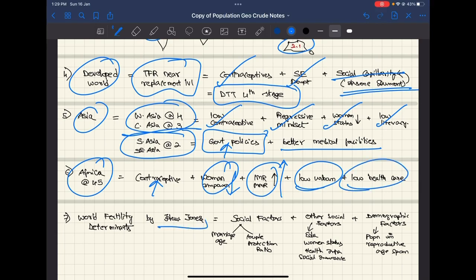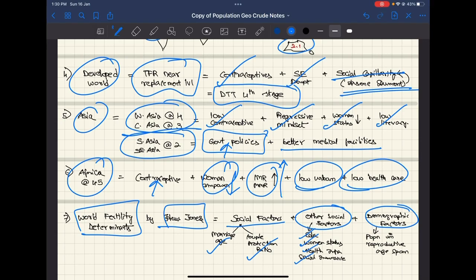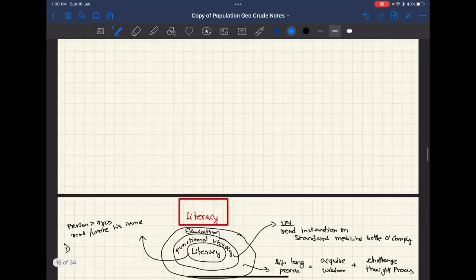And according to Hugh Jones, these are the world fertility determinants. These are social factors, other social factors, and demographic factors. Social factors are marriage age and couple protection ratio. Other social factors are education, women's status, health infrastructure, and social insurance. Demographic factors are how many people are in the reproductive age span.